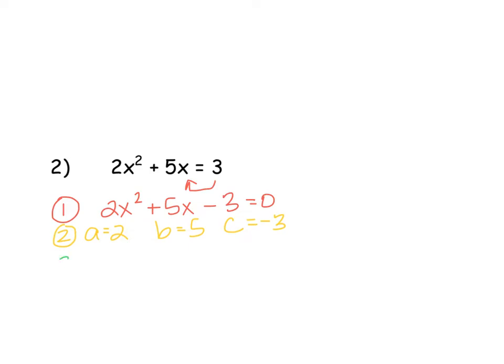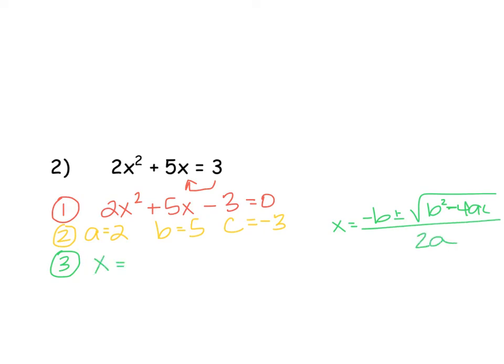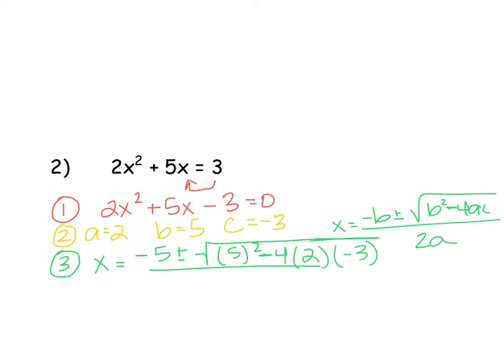Step 3, I'm going to plug a, b, and c into the quadratic formula. Again, which is x equals negative b plus or minus square root b squared minus 4ac all over 2a. So my equation is x equals negative 5 plus or minus the square root of 5 squared minus 4 times 2 times negative 3 all over 2 times 2.